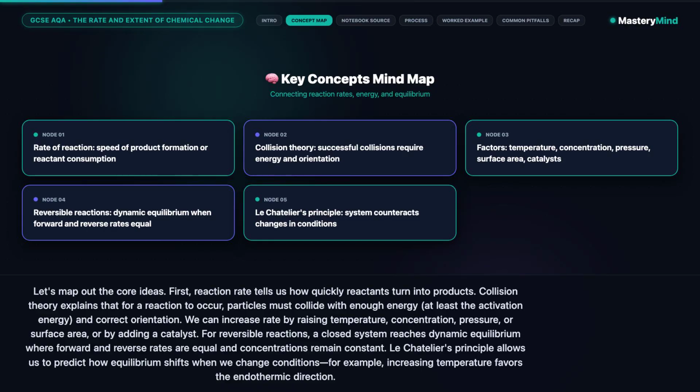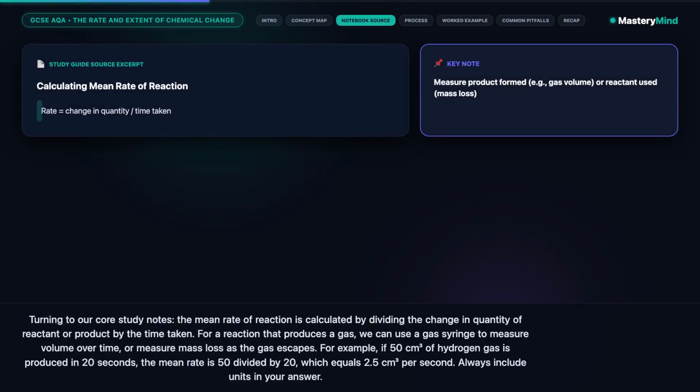For reversible reactions, a closed system reaches dynamic equilibrium where forward and reverse rates are equal and concentrations remain constant. Le Chatelier's principle allows us to predict how equilibrium shifts when we change conditions. For example, increasing temperature favors the endothermic direction.